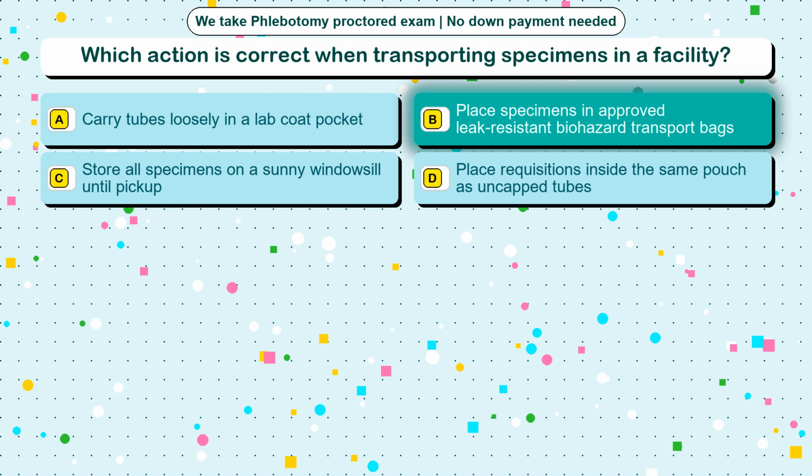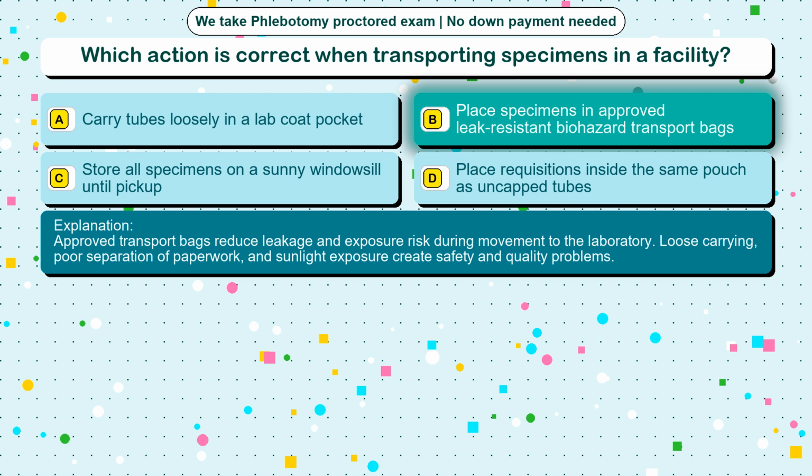The correct answer is option B. Place specimens in approved leak-resistant biohazard transport bags. Approved transport bags reduce leakage and exposure risk during movement to the laboratory. Loose carrying, poor separation of paperwork, and sunlight exposure create safety and quality problems.